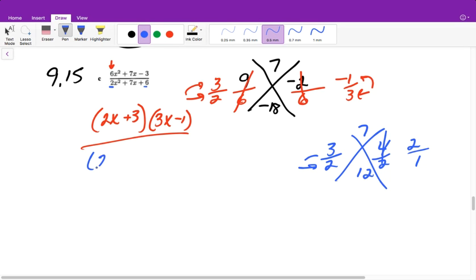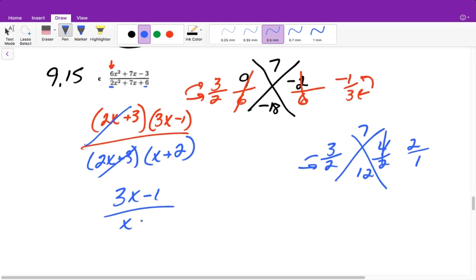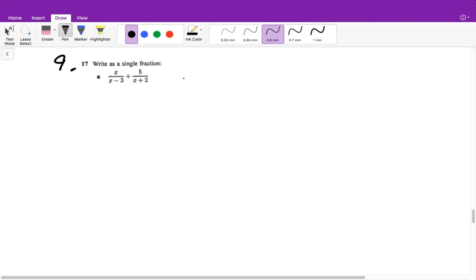So then it's 2x plus 3, and then the other one factors to x plus 2. Since both of these have a 2x plus 3, they can cancel, so it's (3x minus 1) over (x plus 2), and that will be your final answer. All right, this next one, write as a single fraction.